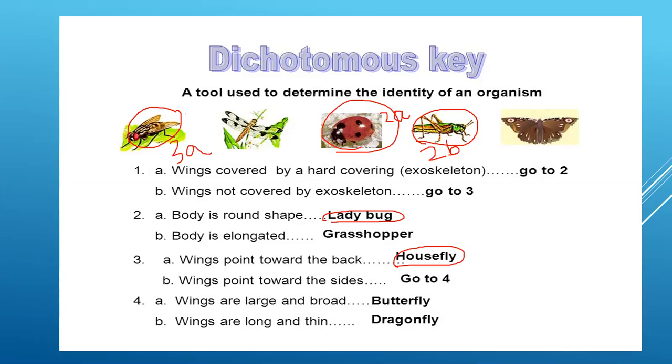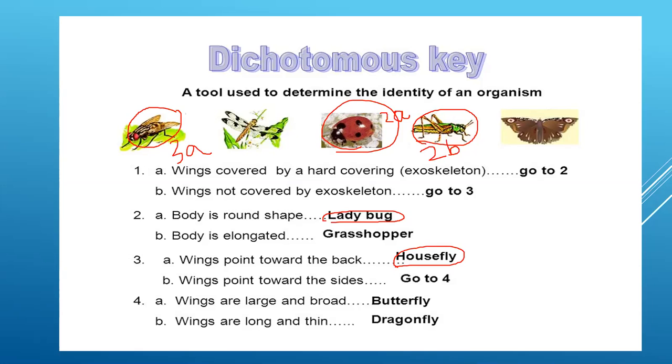Now another one. Wings not covered by exoskeleton. We have one more here and one more here. So wings point towards the side, go to 4. Both have wings towards the side, so we have to go to question 4.